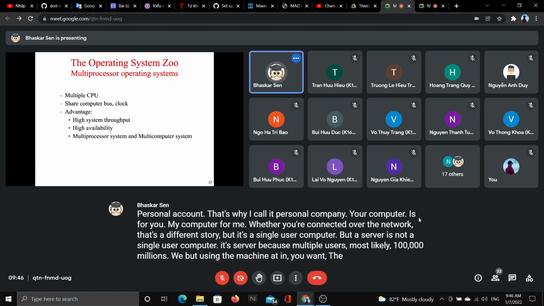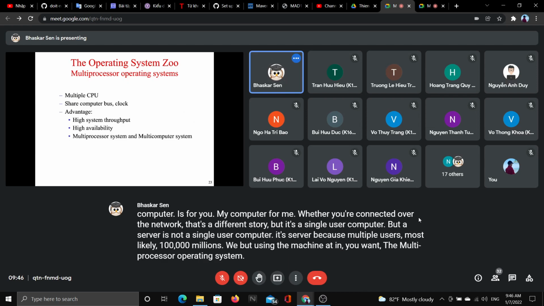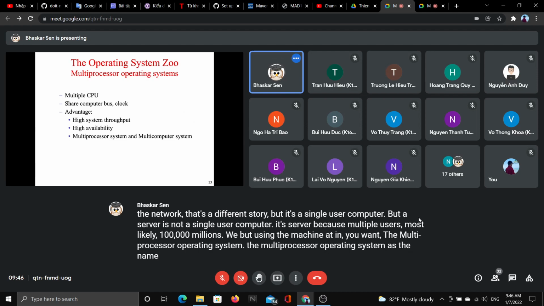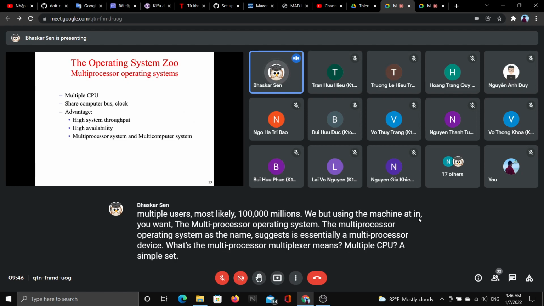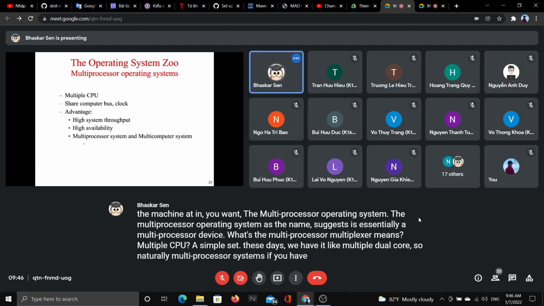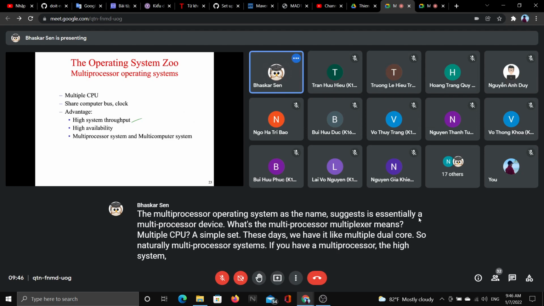The multiprocessor operating system, as the name suggests, is essentially for a multiprocessor device. What is a multiprocessor device? Multiprocessor means multiple CPUs, as simple as that. These days we have multi-core, dual-core. So naturally in multiprocessor systems, you get high system throughput, high performance, because of parallel processing.